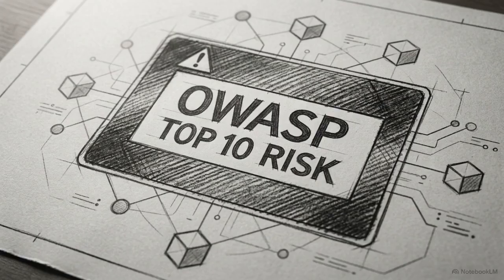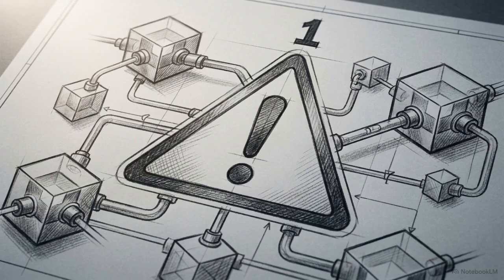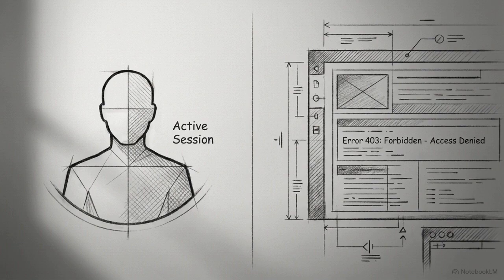The World Wide Web security community, OWASP, classifies this mechanism as Broken Object Level Authorization, or BOLA. They rank it as the single most critical vulnerability affecting APIs today. The failure occurs between identity and permission.